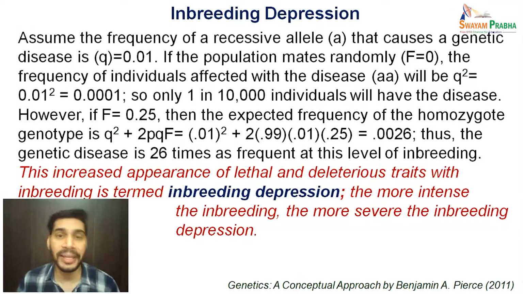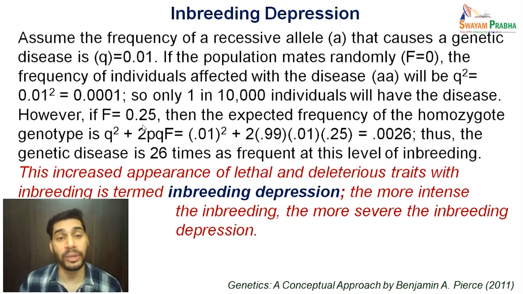There is something called inbreeding depression as well. Let us assume the frequency of a recessive allele that causes a genetic disease is 0.01. If the population mates randomly, that means if the F value, that is the inbreeding coefficient, is 0, the frequency of individuals affected with the disease, that is aa, will be q squared. So the square of 0.01 is 0.0001. So only 1 in 10,000 individuals will have the disease.